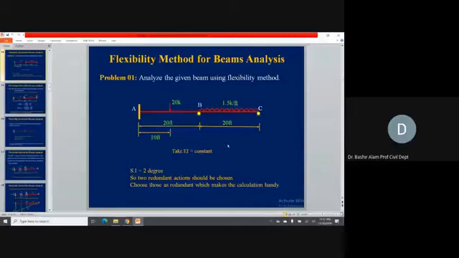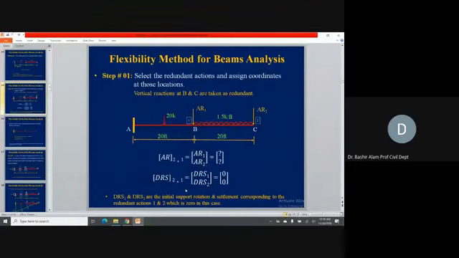The span is 20 feet. EI is constant. So as this is the flexibility method, what we do is first we determine the static indeterminacy of the problem. Here it is 2 degrees indeterminate, so two redundant actions should be chosen.